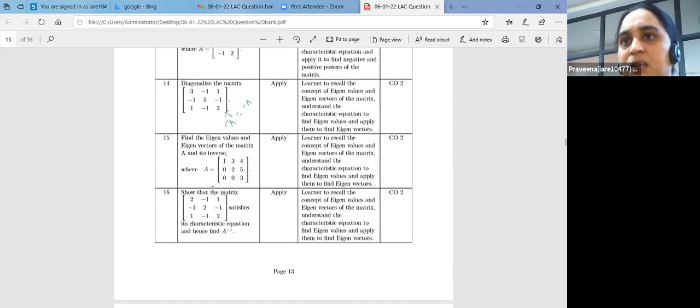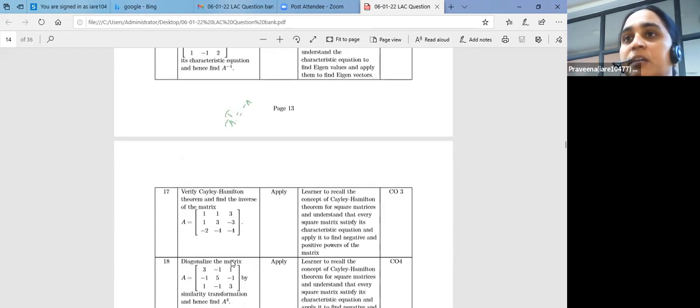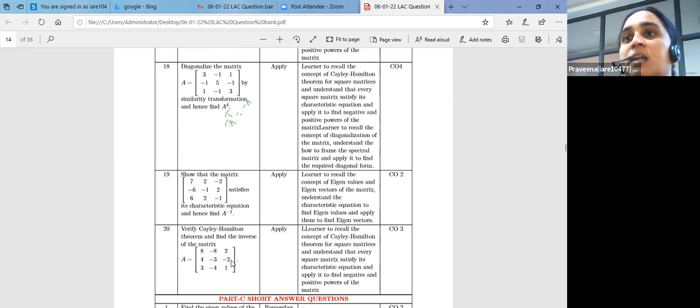Okay. Next, 16th question, show that the 3 by 3 matrix satisfies its characteristic equation and find its inverse. That is also Cayley-Hamilton. And the 17th one also Cayley-Hamilton. And the 18th one, diagonalize the matrix. And the 19th one, Cayley-Hamilton.